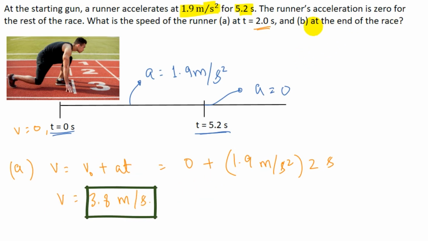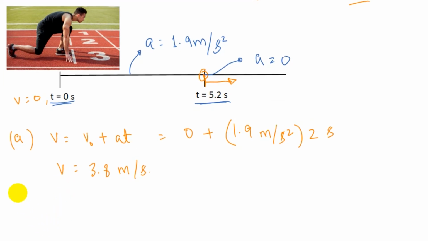Next we have to find the speed at the end of the race. Since at this time the acceleration becomes 0, that means after this instant the speed would be constant because the acceleration is 0. So if you find the velocity or speed at this instant, that would be the same speed he would be running at the end of the race. That's the concept we can use here. So the B part we can solve now.